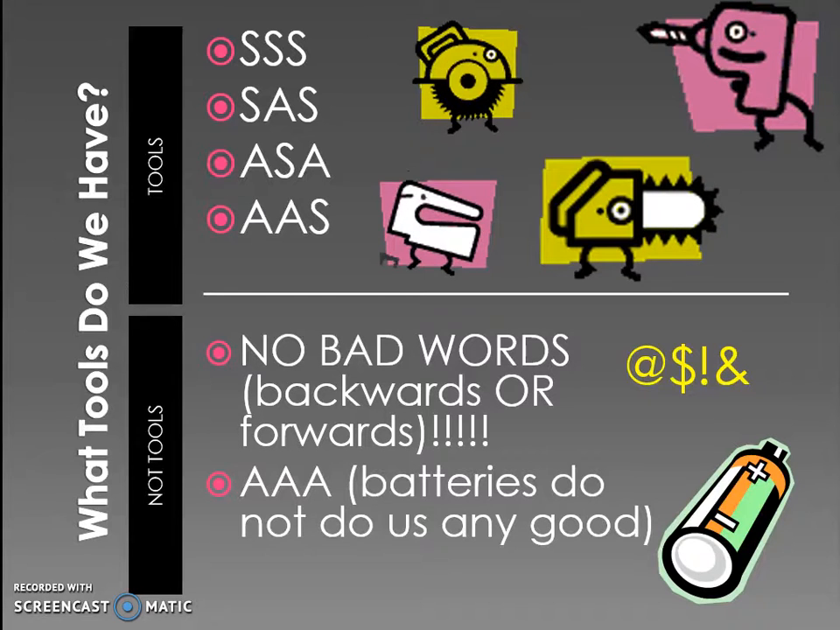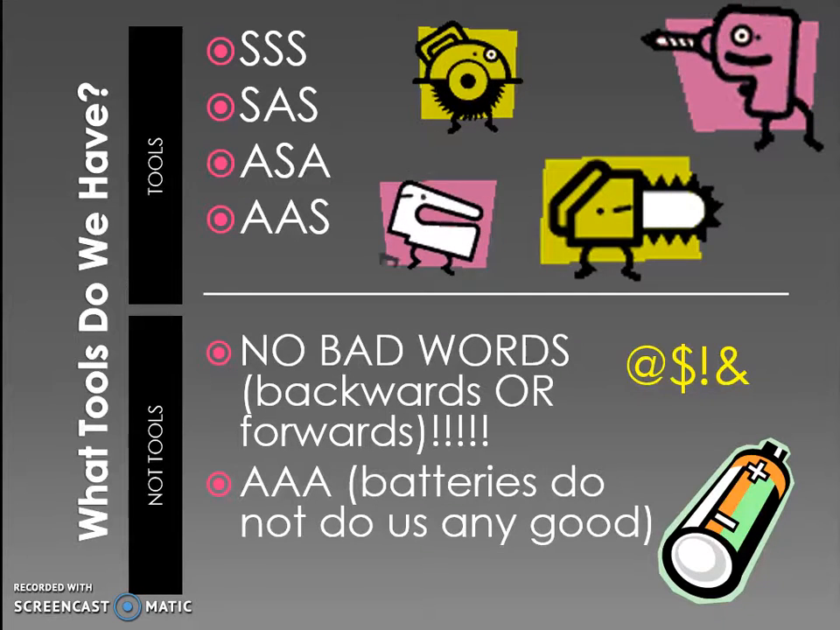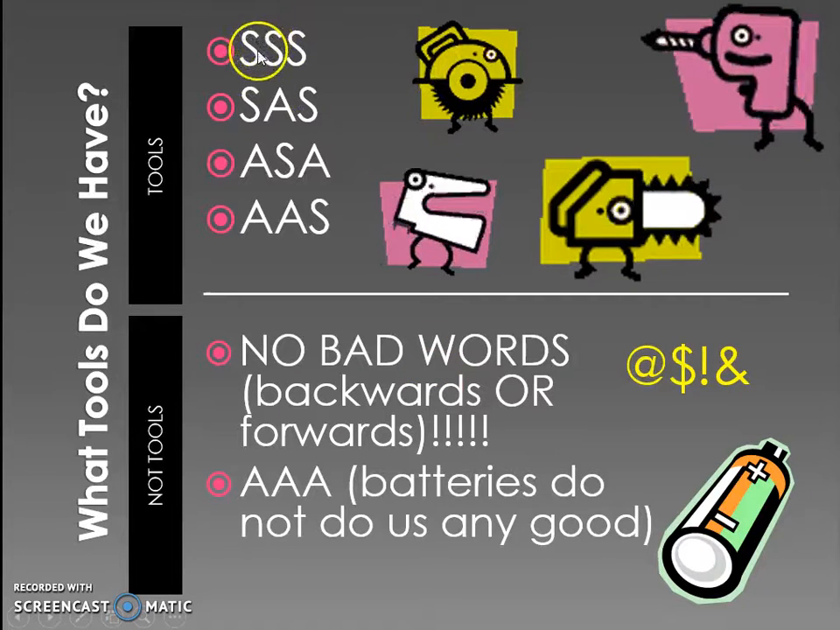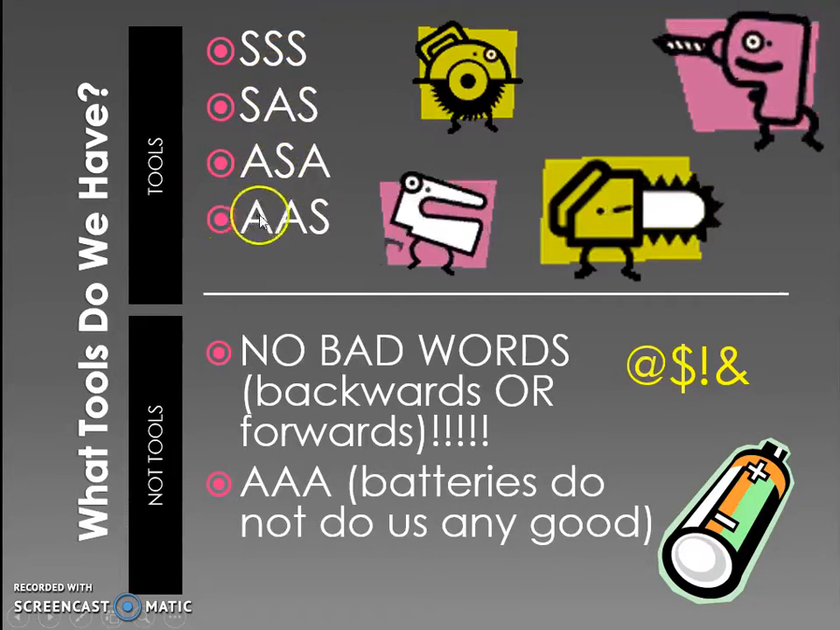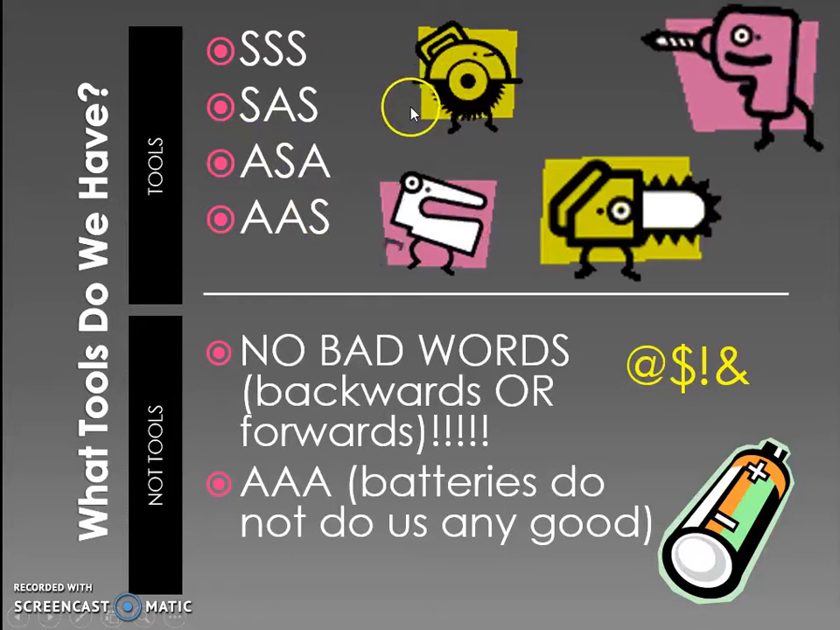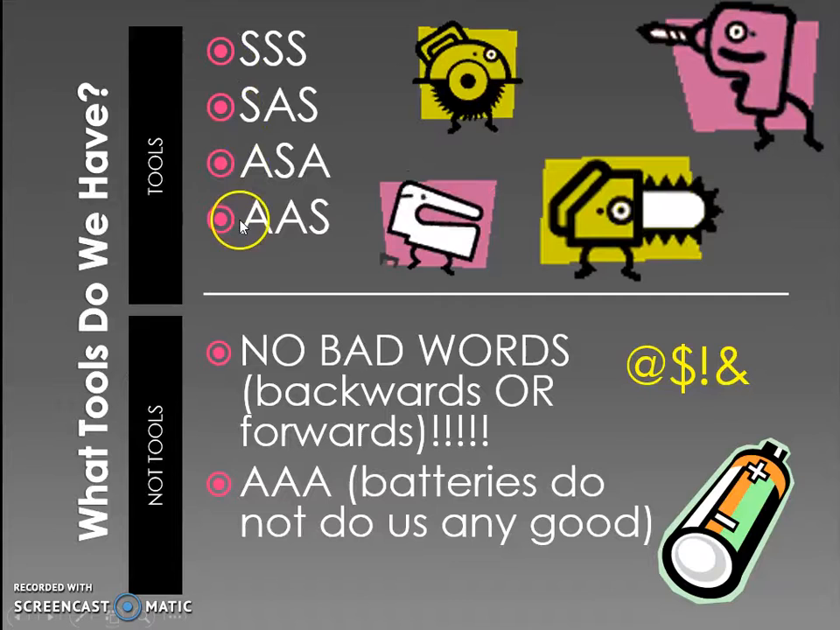So we just looked at 4 tools that we have. The tools are SSS, side, side, side; SAS, side, angle, side; ASA, angle, side, angle; and AAS. This is when you prove two triangles are congruent. So you can use 4 of these tools.